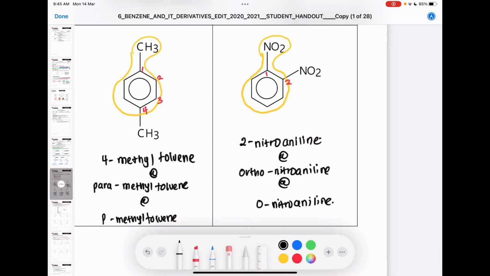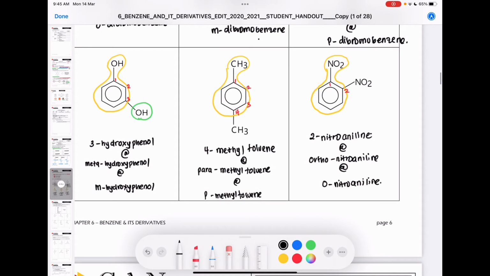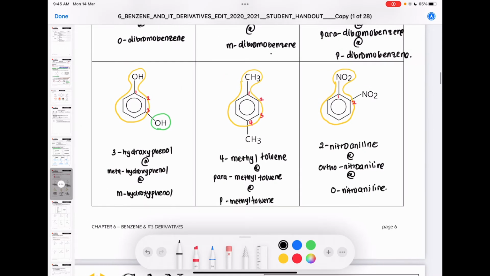So basically, whenever one day you get the question, draw m-hydroxyphenol, draw p-methyltoluene. You know p should be representing the location of 1,4. Toluene should be CH3 with benzene. So the CH3 will be number 1 and the other methyl should be at number 4. So that's how you name it.